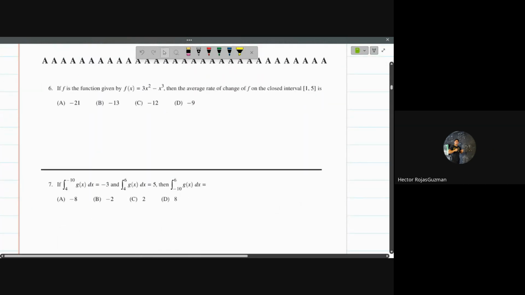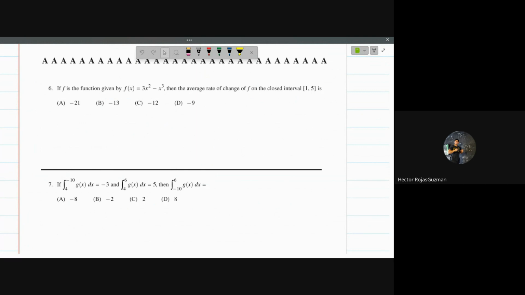Number 6. If f is the function given by that, then the average rate of change of f on the closed interval from 1 to 5 is, oh man, this is a really easy question, guys. Average rate of change is just slope. This is a Math 1 question here.